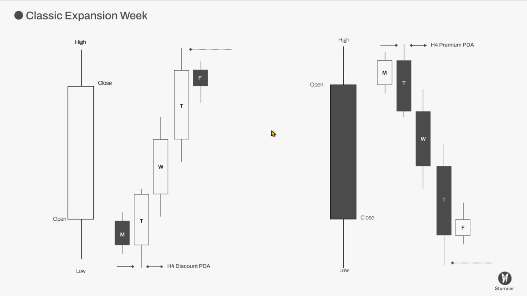The same idea applies in reverse for a bearish scenario. In a bearish classic expansion week, the market forms the weekly high early in the week, usually Monday or Tuesday, after reaching into a premium PD array on the hourly or 4-hour chart. Once the high is confirmed, the market begins expanding lower through Wednesday and Thursday, delivering bearish continuation throughout the rest of the week. By Friday, the weekly range is typically near completion, and the market may begin slowing down or consolidating after reaching its higher time frame liquidity objective.